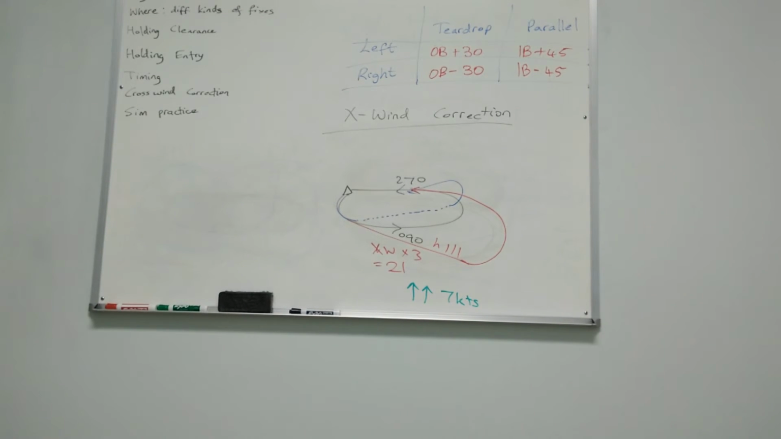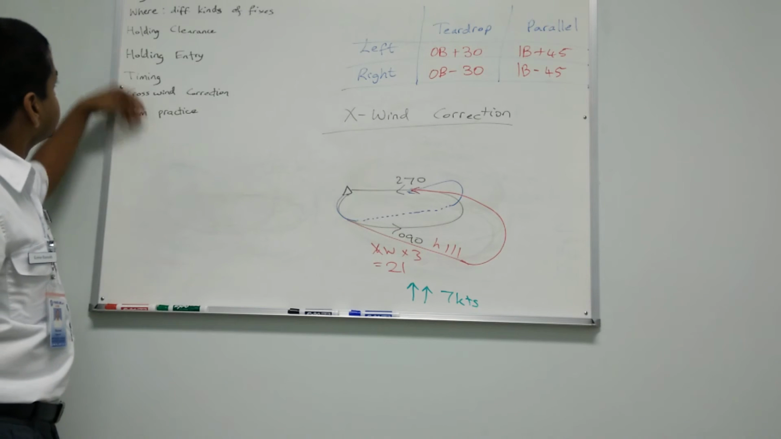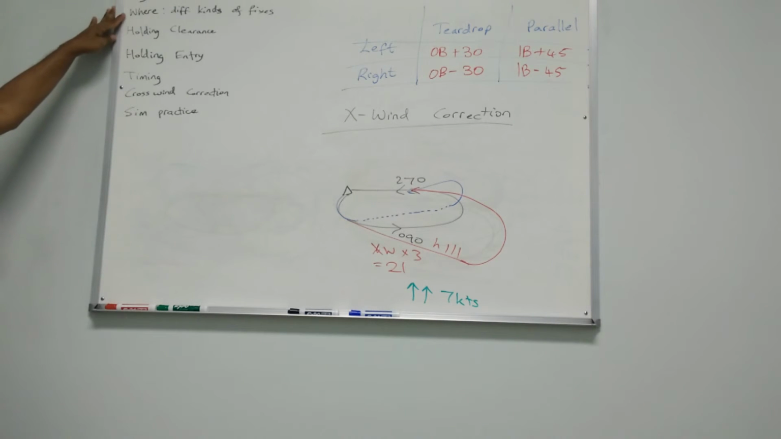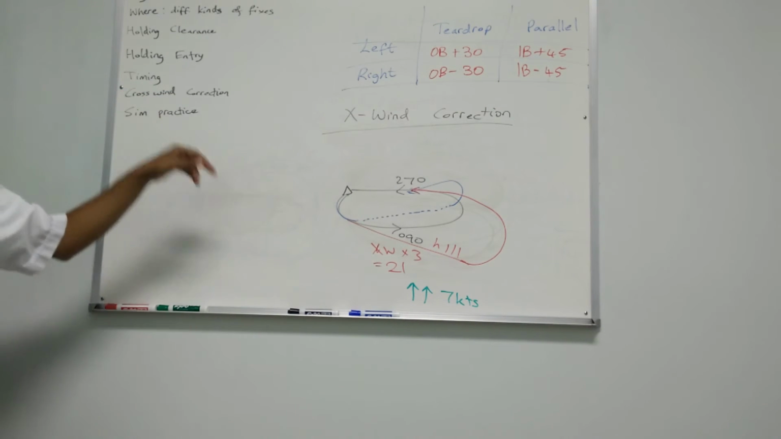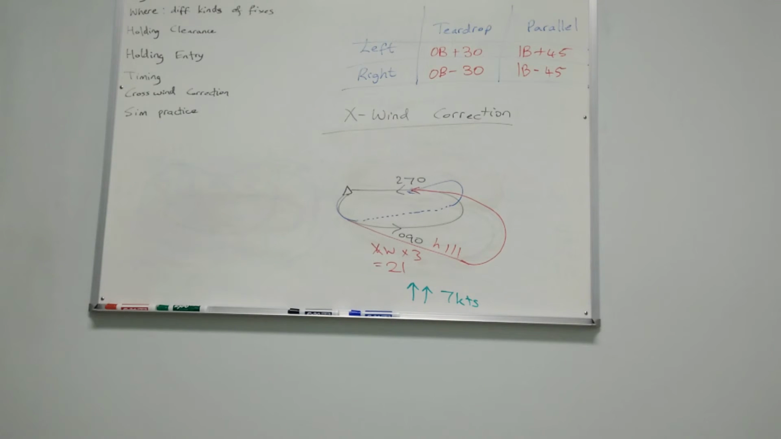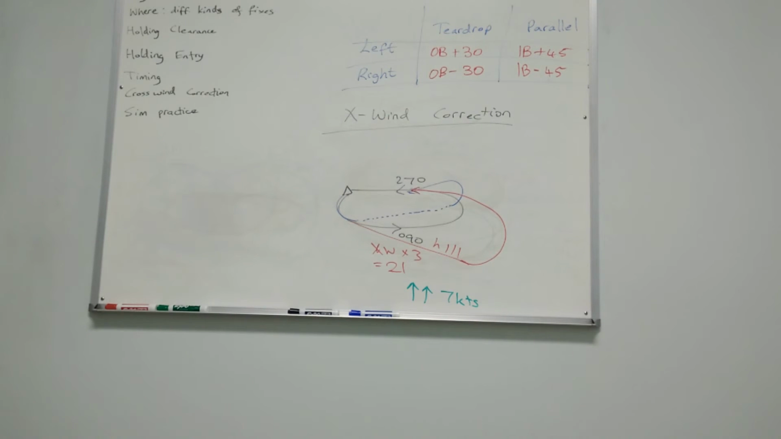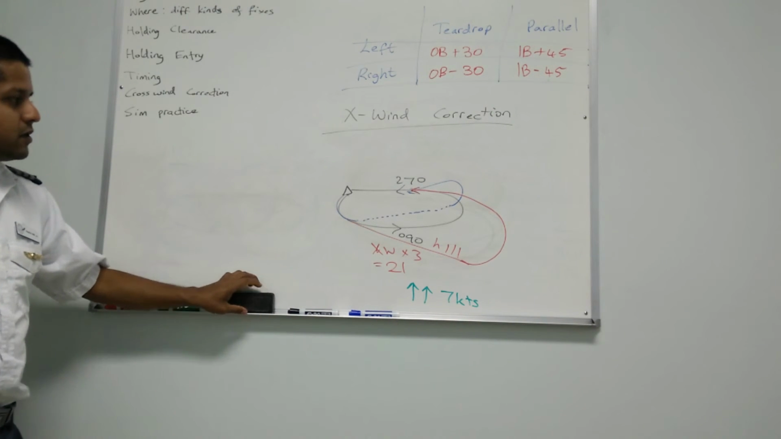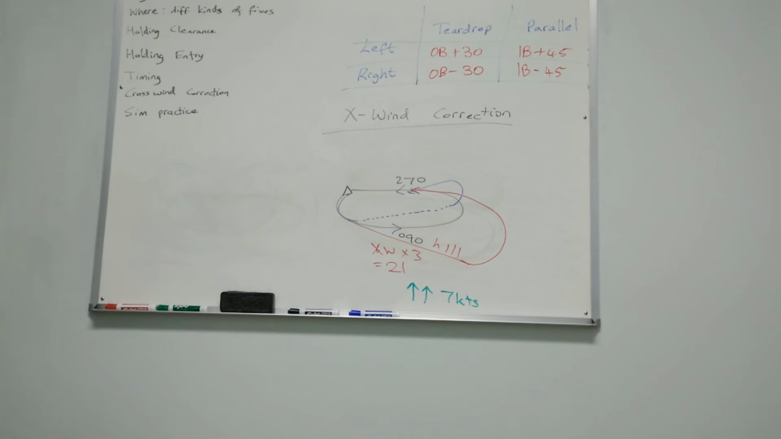Okay? Alright, you have any questions? Alright, so we went through what is a hold, why we hold, different kinds of fixes, holding clearance, your holding entry, timing, crosswind correction. Now we'll go to do some simulator practice. Question here, the problem will come with different entries like teardrop and you have crosswind. You have to put 2 corrections now. Yes, I would suggest you put the wind correction when you have the teardrop entry as well.